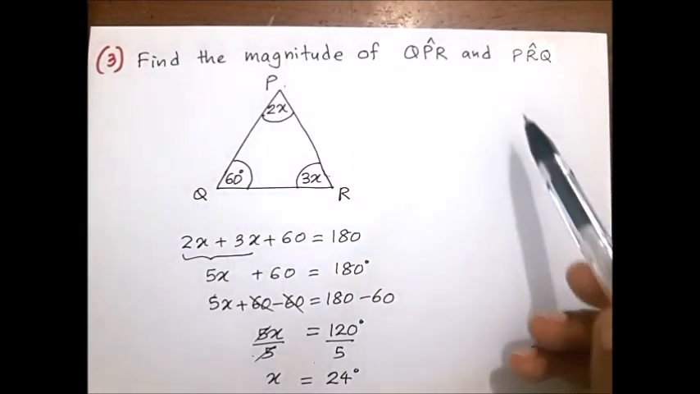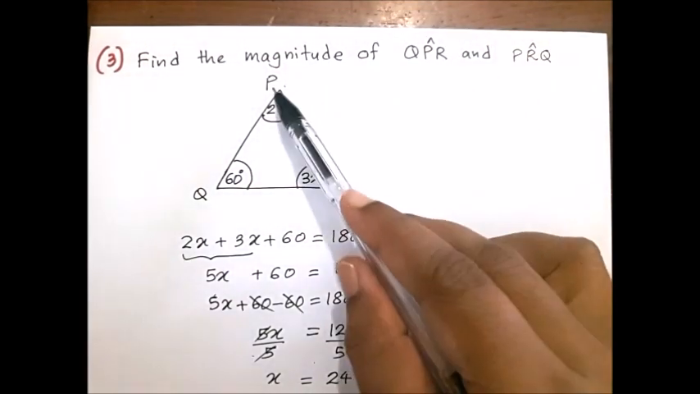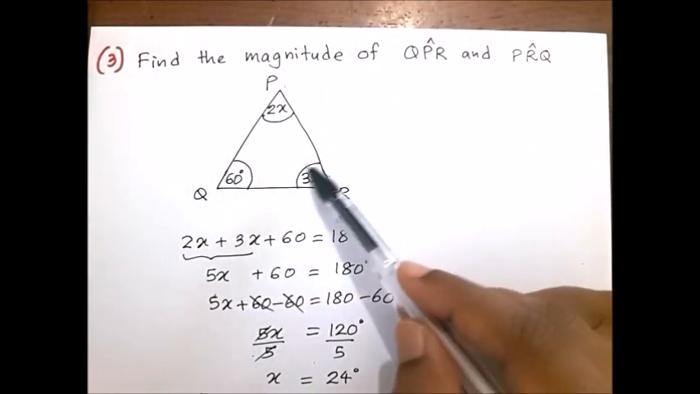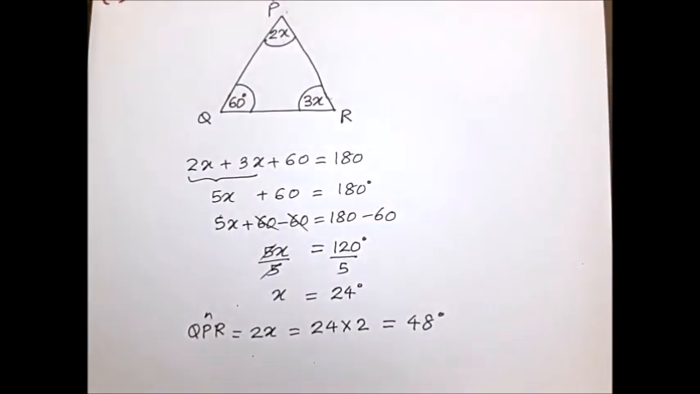Then you have to find the magnitude of PRQ. PRQ is 3x. PRQ equals 3x. The magnitude of x is 24. To find the magnitude of 3x, multiply this by 3. 24 multiplied by 3 is 72 degrees. This is the answer for the third example.